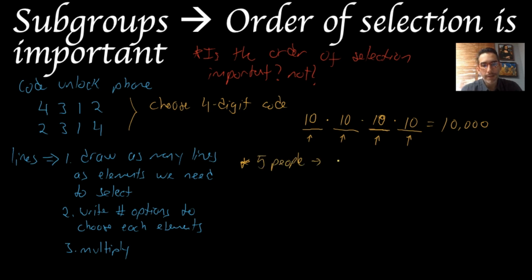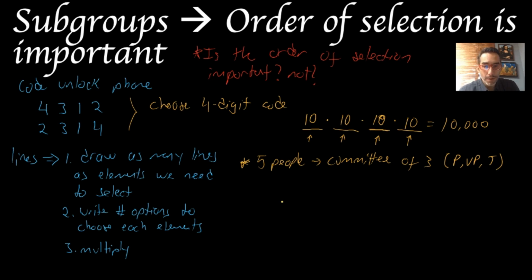And I need to select a committee of 3. And let's say that committee of 3 should be like, because I want to have the president, I want to have the vice president, and I want to have the treasurer, right? So let's go with the same process. I have 5 people total. Committee of 3. So how many do I need to select?